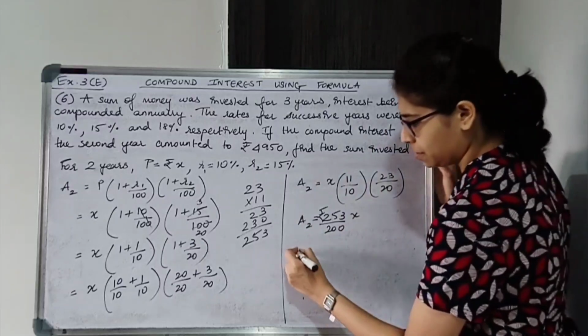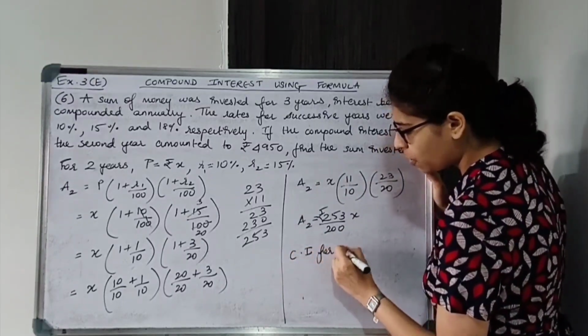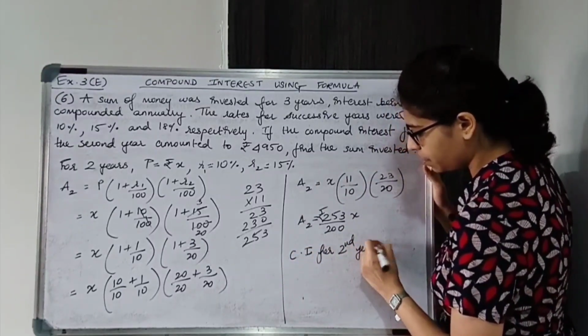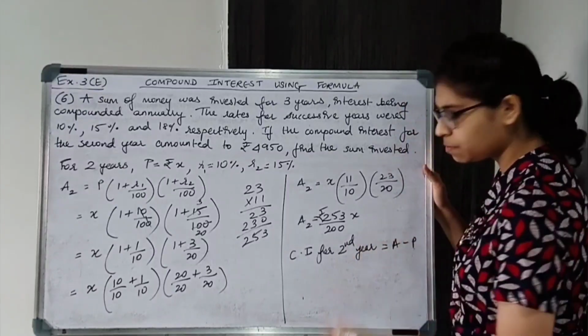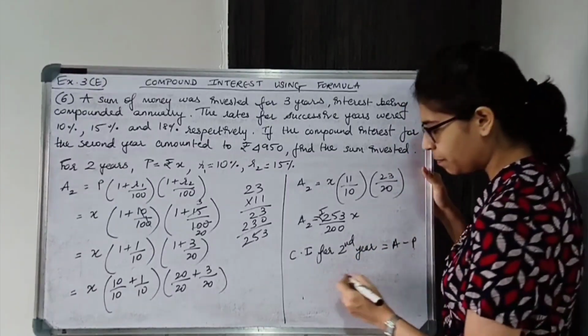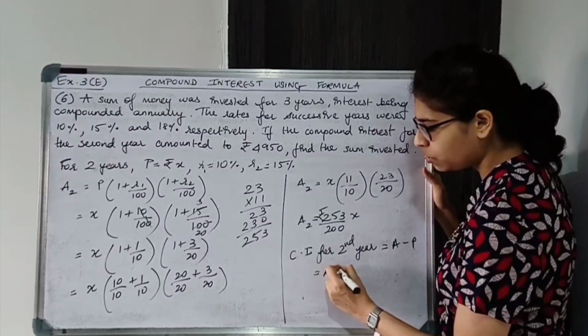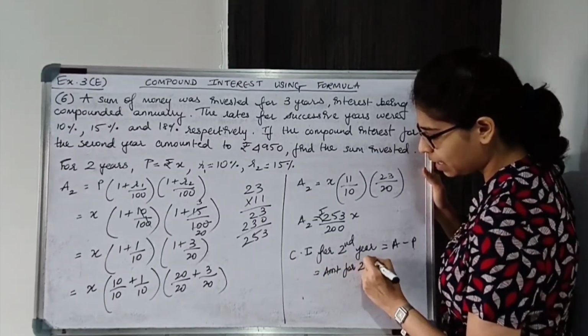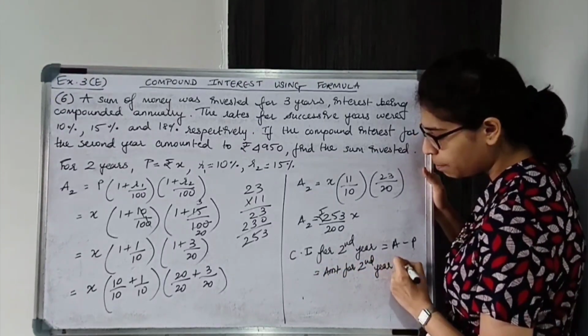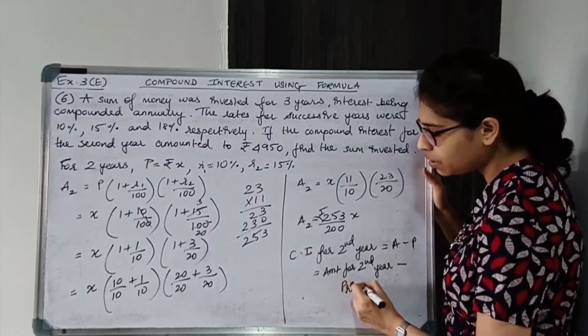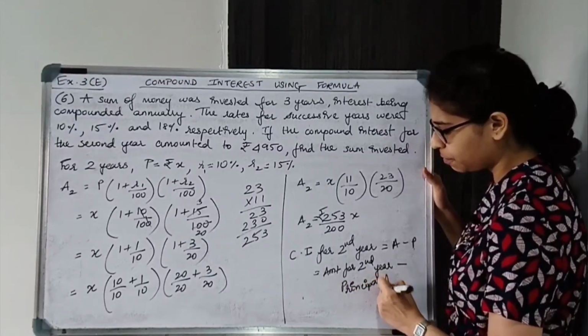Now compound interest for second year is a minus p. Which a and which p? It will be amount for second year minus principal of second year.